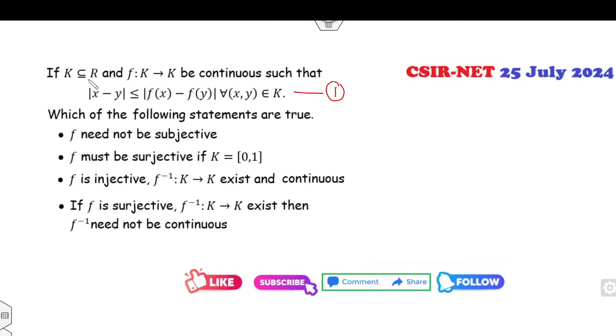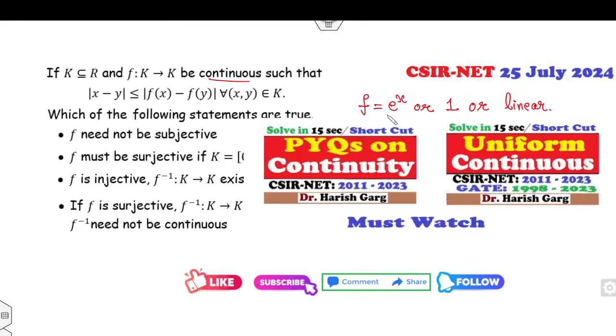f is continuous, K is a subset of R. So let's say K is R. Then f is continuous satisfying this condition. Look at that: |x minus y| is less than or equal to |f(x) minus f(y)|. Which function will satisfy it? Definitely the constant function 1? No. Is the linear function satisfied? Yes, the linear function will be satisfied.